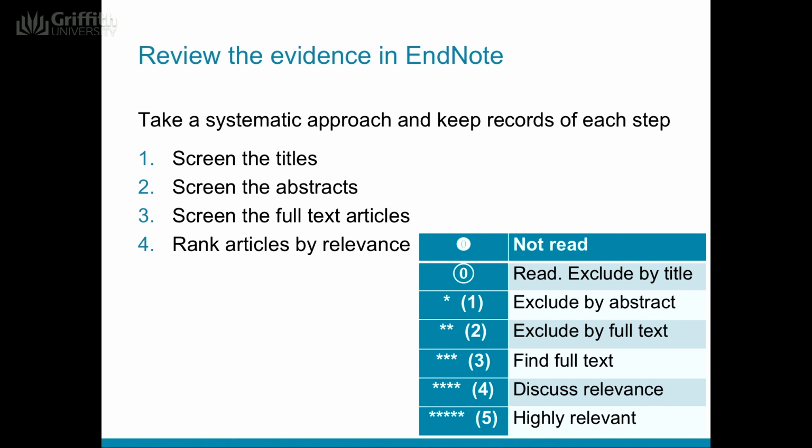Now, I mentioned in the last episode that in EndNote there's a rating function. So what I recommend is you use the rating function to systematically screen your titles, screen your abstracts, screen your full text articles, rank your articles by relevance, and you will end up with 5 stars, most highly relevant articles.